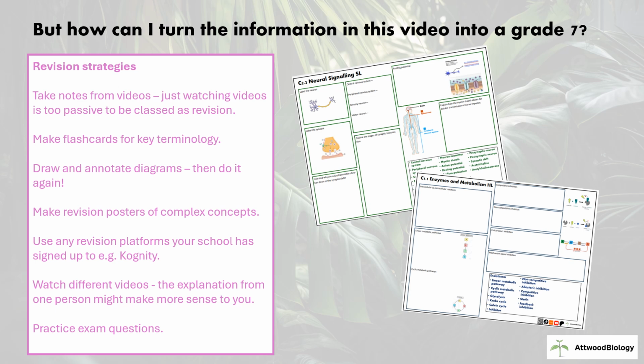Watch different videos. The way that one person explains something isn't necessarily going to be the best way for you to understand it. So if you don't understand it the first time in one video, go and find another video with somebody who explains it in a slightly different way. And the same for at school. If you haven't understood the way that your teacher's taught something, go and find another biology teacher and ask them to explain it. Go and find another student and ask them to explain it, because the wording that they use might be slightly different and might just click in your head.